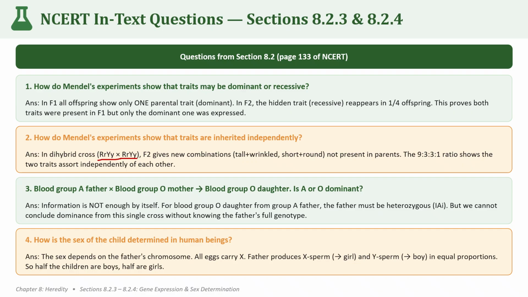How is the sex of a child determined in human beings? The father alone contributes the X or Y chromosome. If it is an X chromosome from the father, it determines a girl baby, and if it's a Y sperm, then it is a boy. Both are in equal proportions.